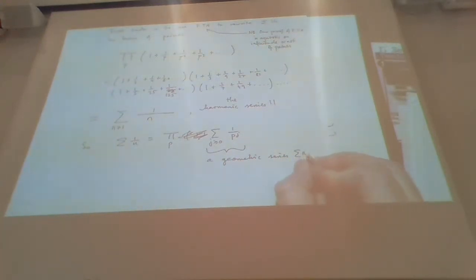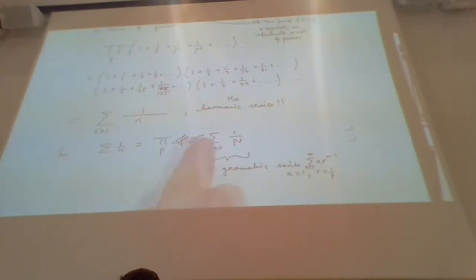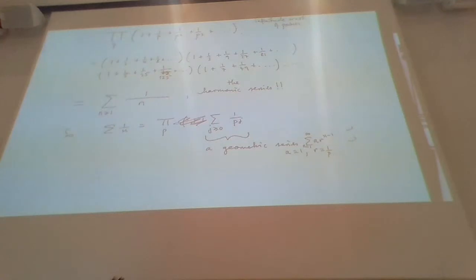The sum of a r to the n minus 1, where a is equal to 1 and r is 1 over p. I should have put j minus 1. In first year we always start the sum at 1. Here it starts at 0, but it all works out. So it's a geometric series with first term 1 and common ratio 1 over p.